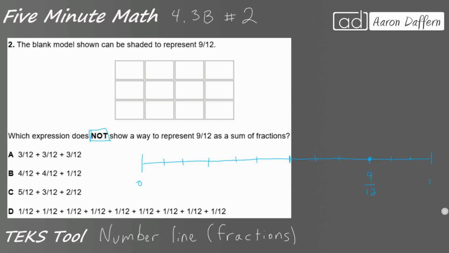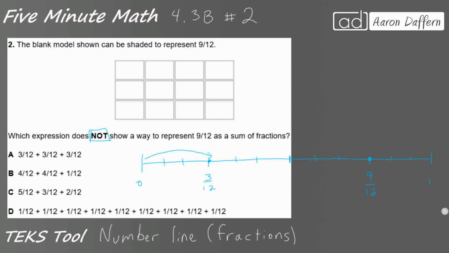So let's see, 3/12 plus 3/12 plus 3/12. Remember, when we're adding fractions, we need to have the same denominator, but we don't add the denominators. The denominator simply tells us the name of the unit. These are twelfths. And you add how many of those units you have. So I've got 3/12, and I can label that right here.